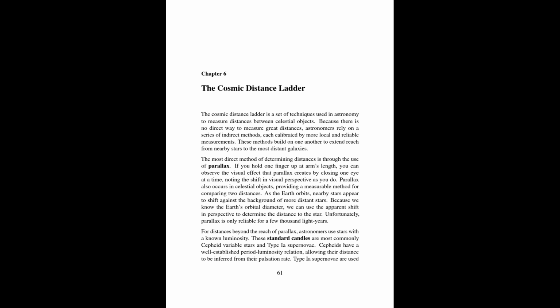The most direct method of determining distances is through the use of parallax. If you hold a finger up at arm's length, you can observe the visual effect that parallax creates by closing one eye at a time, noting the shift in visual perspective as you do. Parallax also occurs in celestial objects, providing a measurable method for comparing two distances. As the Earth orbits, nearby stars appear to shift against the background of more distant stars. Because we know the Earth's orbital diameter, we can use the apparent shift in perspective to determine the distance to the star. Unfortunately, parallax is only reliable for a few thousand light years.